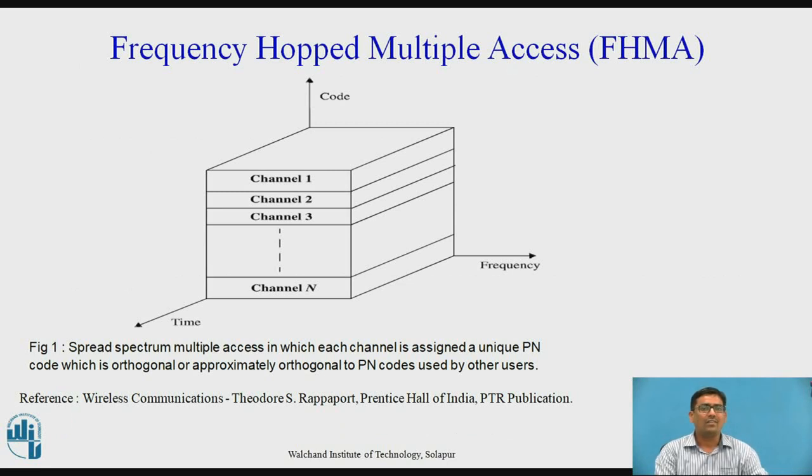Now this figure 1 shows the frequency hopped multiple access, that is FHMA system. Here this diagram is shown in a 3-axis representation. Out of these 3 axes, one axis is shown as time, second axis shown as frequency, and third axis we show as code. Here the channel is divided among a number of users, there are n number of users.